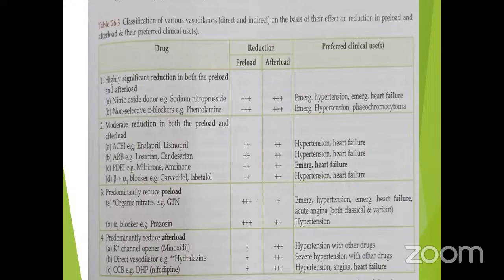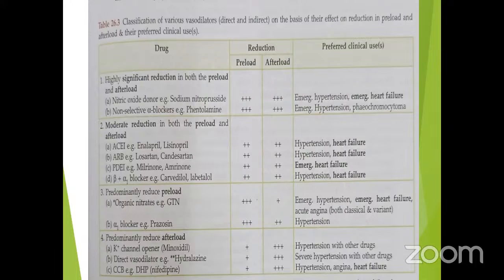Beta 1 and alpha 1 blockers, both carvedilol and labetalol, can be used in all these cases. Predominantly reducing preload are only venodilators. They are nitrates, prazosin, diazoxide, minoxidil, and hydralazine. Hydralazine, minoxidil, and diazoxide are given only by IV, and because of their adverse effects, we are not using them.